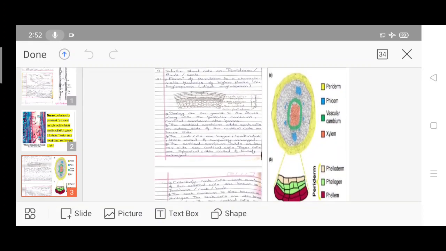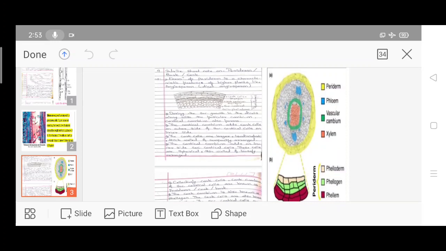The next short note is on periderm or bark, which is also called the cork. How is the cork formed? The formation of periderm is a characteristic feature of higher plants like angiosperms or dicot plants. During secondary growth in dicots, along with the fascicular cambium, the cortical cambium is also formed.